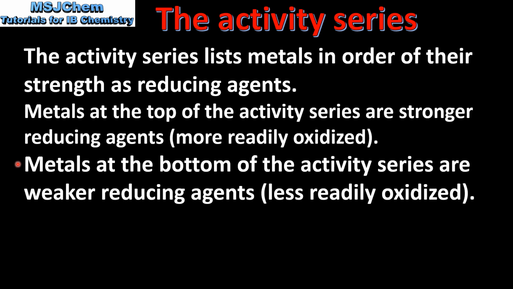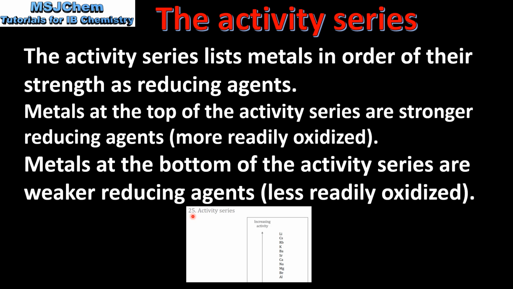Metals at the bottom of the activity series are weaker reducing agents. They are less readily oxidized. This means they have less tendency to lose their electrons. The full activity series can be found in Table 25 of the data booklet.